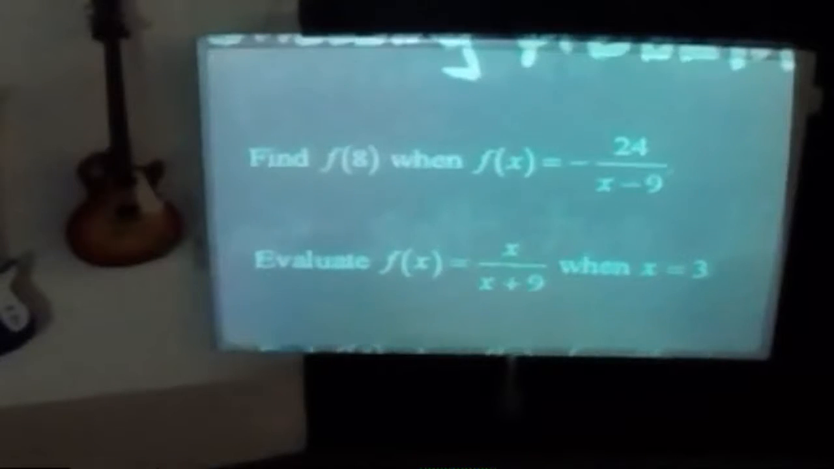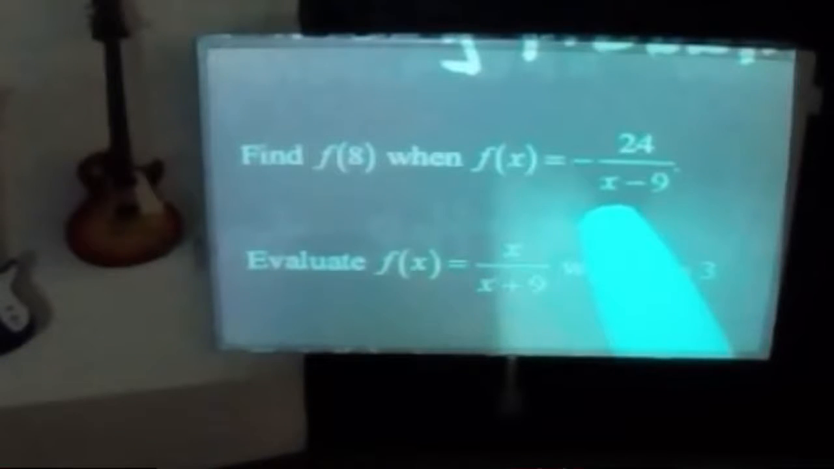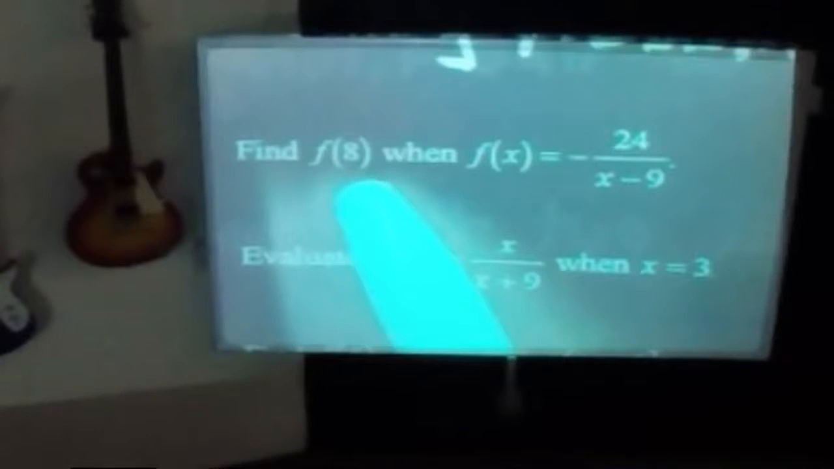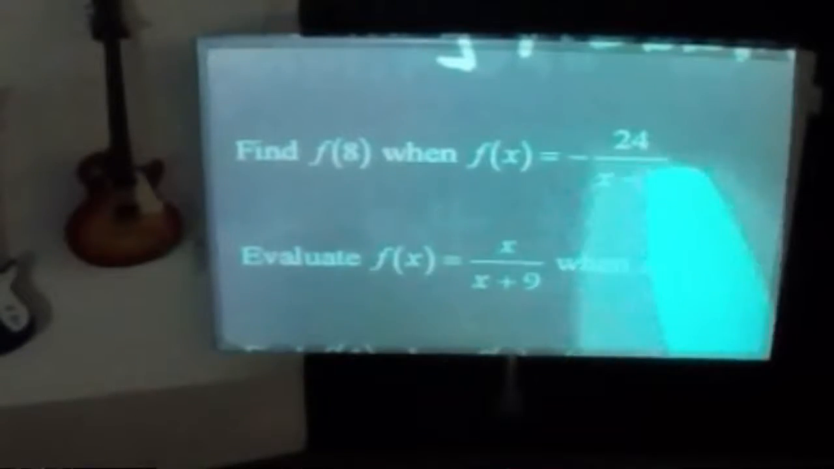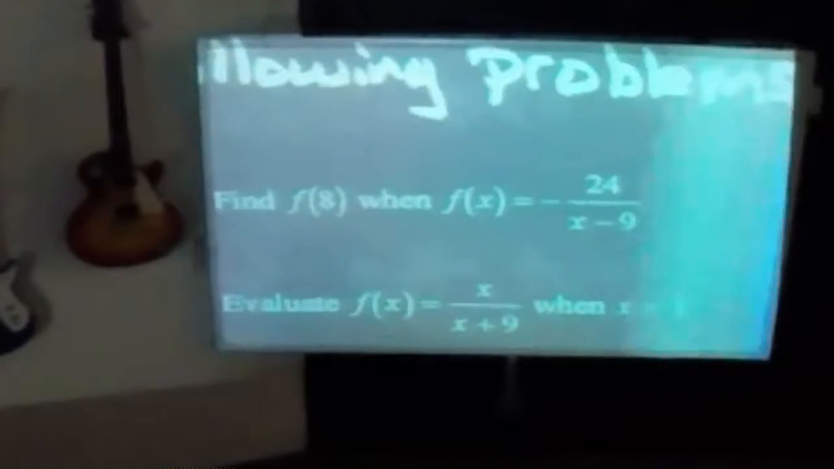This first one. F of x is negative 24 over x minus 9. What are we supposed to calculate? F of 8. So what does that mean? Put the 8 in for the x. Put this in. It starts out negative. Then hit what button to make a fraction? You hit the fraction button. N over D. 24 over, now we're putting an 8 in instead of an x, so it's 8 minus 9. That's what it looks like right there.